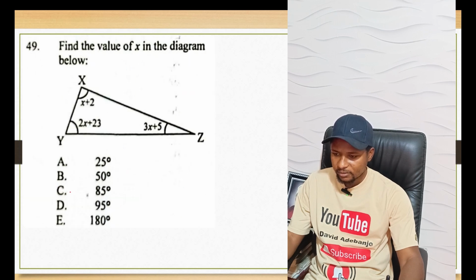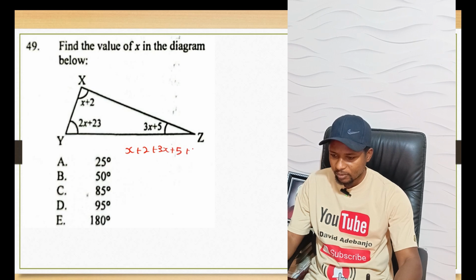Find the value of x. Sum of angles in a triangle is 180. So add all the angles together: x plus 2, plus 3x plus 5, plus 2x plus 23. Everything will give you 180 degrees. How many x do we have here? This is x plus 3x, that's 4x, plus 2x, that's 6x. And the numbers 2 plus 5, that's 7, and 7 plus 23 will give you 30. So you have plus 30 equal to 180 degrees.